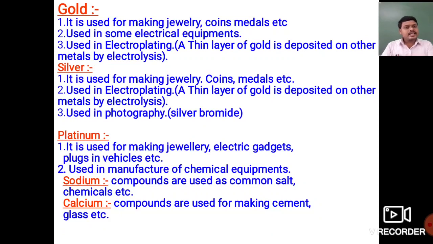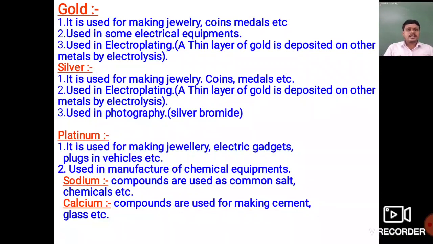And even a thin layer of silver is also used in the electroplating method. So even the silver is deposited on the other metals throughout the electrolysis process to avoid the corrosion. So like this, the gold will be used in the manufacturing of different kinds of jewelries, different kinds of medals, different kinds of coins. And then they are used in some electrical equipments. Manufacturing of equipments also consists of some small amount of gold, and even this gold will be used for the process of electroplating to avoid the corrosion.